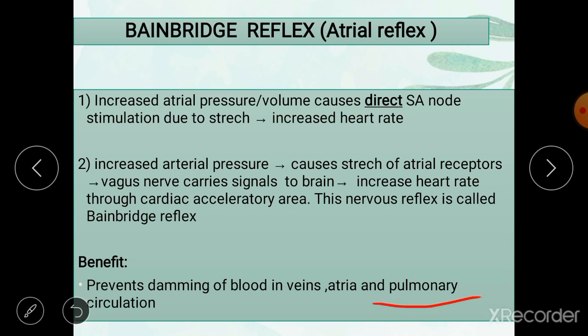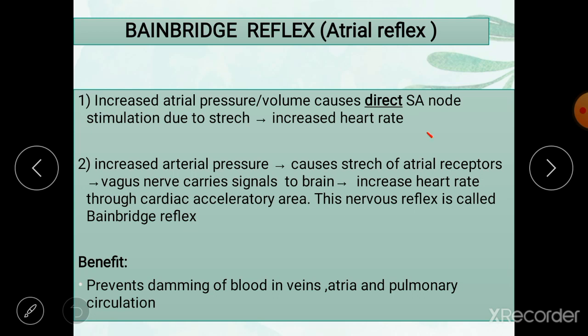It is very, very important, and you might be asked what is Bainbridge reflex in your vivas and in your written exams as well. So you have to remember what Bainbridge reflex is. It is a positive feedback reflex. It increases heart rate and contractility in response to high pressures of blood. It does this by two mechanisms.